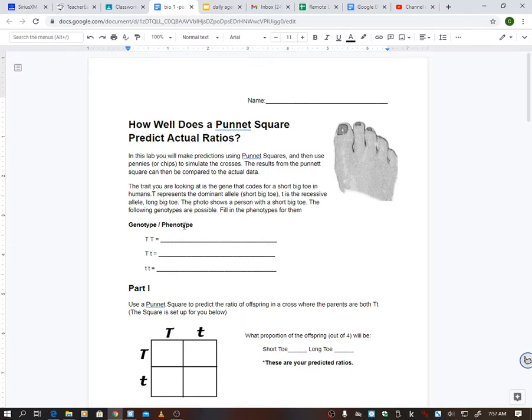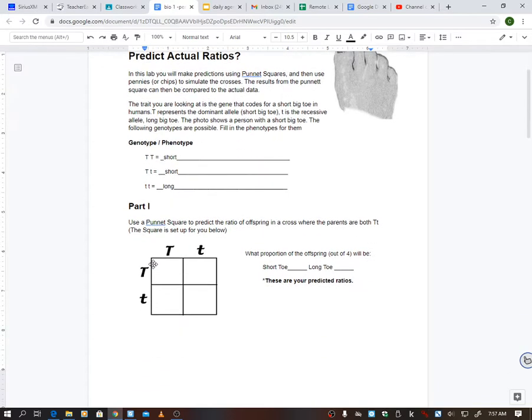So we're going to look here, and we're looking at a short big toe. This big toe here is either shorter, or your big toe is longer. It says that the trait you're looking at is the gene that codes for a short big toe in humans. Capital T represents the dominant allele, which is a short big toe. This is dominant, so right here I would write short. For this one, I would write short, because as long as there's a capital, you're going to have that dominant trait. And for the 2 recessive, you will have long because there is no capital there.